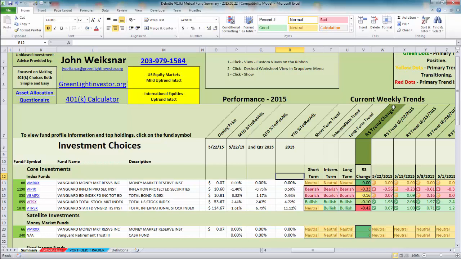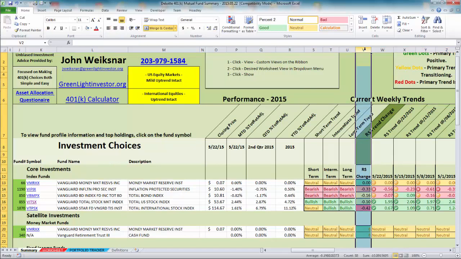And to help you do that, we also have a very unique set of columns that are called our weekly trends. This is the relative strength section, and not only do we show the performance, but we'll show which of the funds are performing the strongest and which ones are performing the weakest.